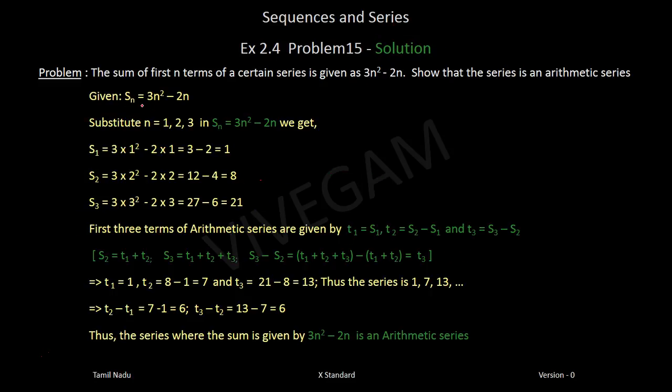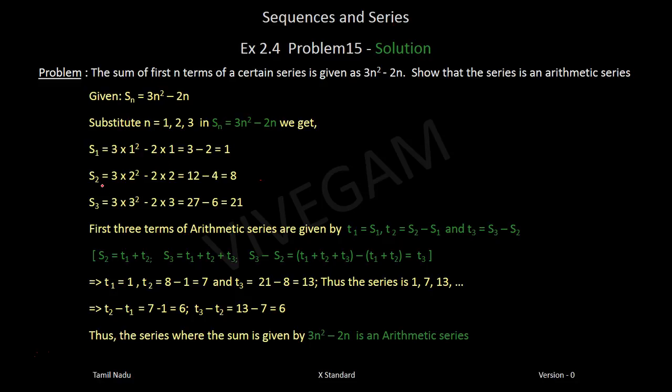The solution. Sn is given as 3n square minus 2n. Let's put n equal to 1 because we have to find t1, t2, t3. Only when you find t1, t2, t3, can we find out whether it is an AP or not, right? So let's put n equal to 1, 2, 3 in this formula and get s1, s2, s3. So what is s1? s1 is 3 into n square, that is 3 into 1 square, minus 2 into n, that is 2 into 1. So this becomes 3 minus 2, that's equal to 1.